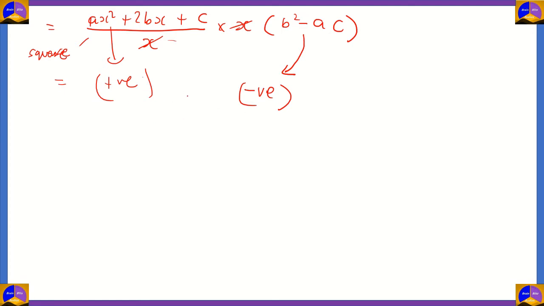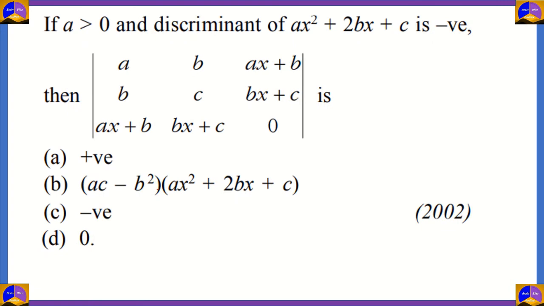So you have positive times negative. Now we're just taking the sign here because that's what's important. So you can write positive times negative as equal to negative. So therefore, if you look at our question, you can see that option C, negative, is the correct option.